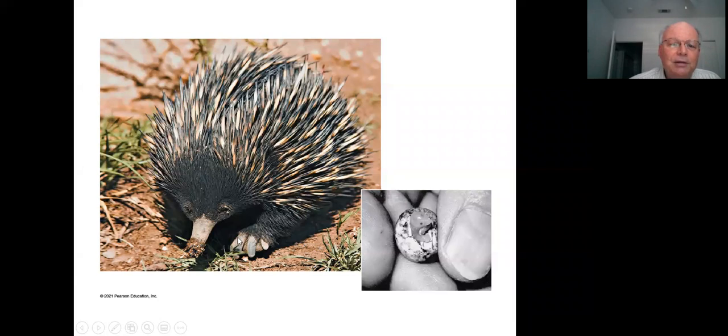If they are threatened, they use the long claws on all four legs to dig into the ground, and they dig straight down so that all that is left is the spines sticking out of the ground, and they can dig much faster than you can dig with a shovel. And then they can use their claws so that if you try to pull them out of the ground, the claws are anchoring them into the ground.